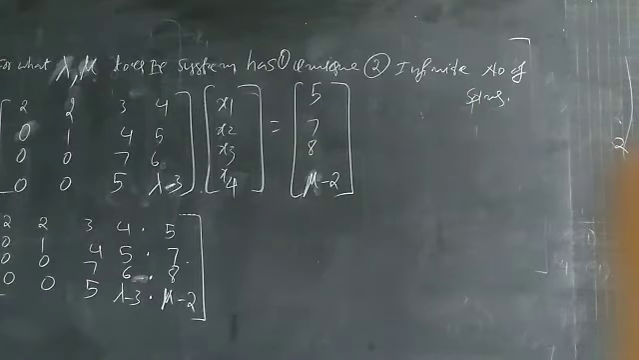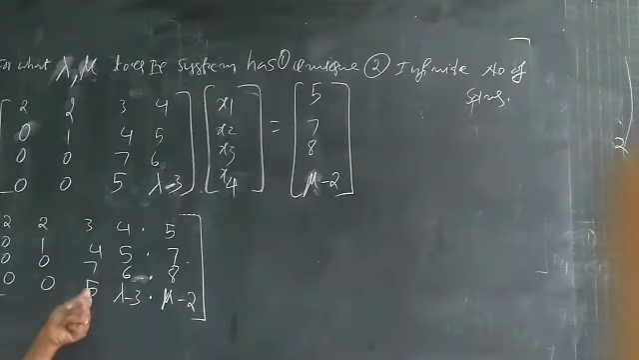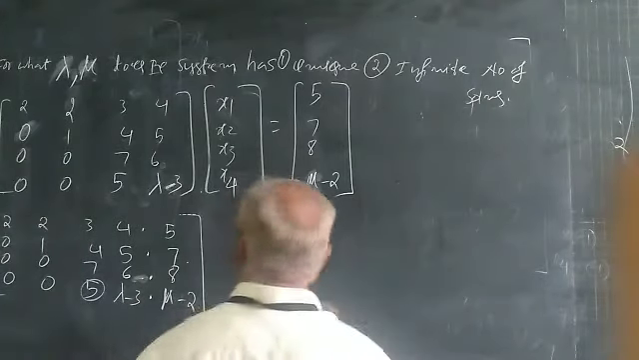First let us reduce it to the echelon form. First equation, don't make any alteration. Second row, first element should be 0. Third row, first element should be 0. Fourth row, first element should be 0. That means this 5 and 7 should be reduced to 0. So in the next step, I am trying to reduce this 5 to 0.